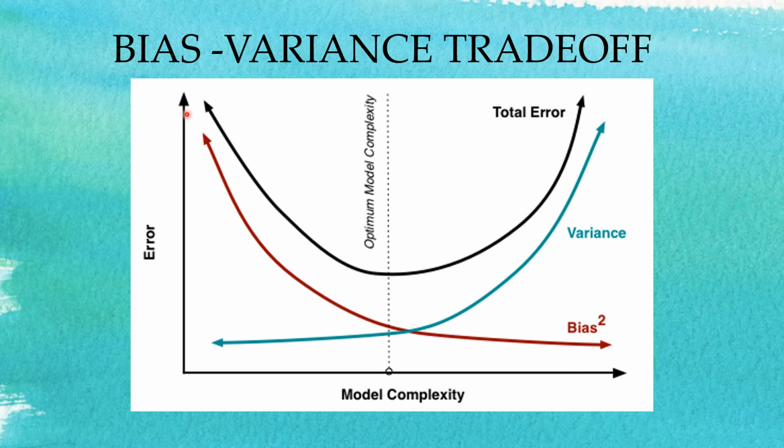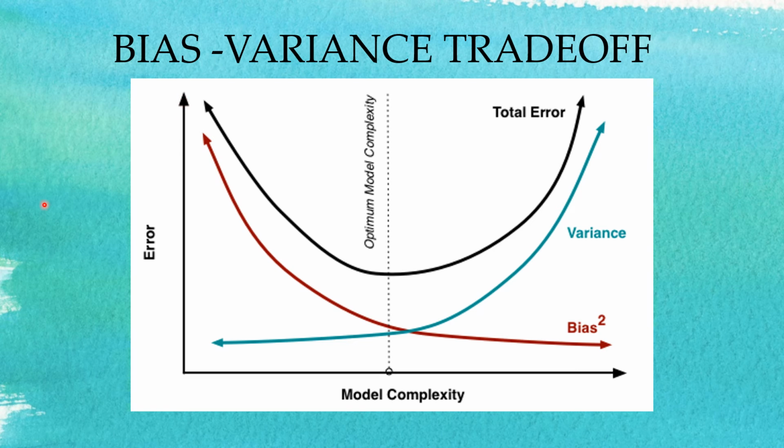Now, to understand bias variance trade-off, we have model complexity on the x-axis and we have the error on the y-axis. We have a downward sloping bias curve. What does that imply? When the model complexity increases, your bias starts falling. And we have an upward sloping variance curve. What does that imply? When your model complexity increases, your variance starts increasing.